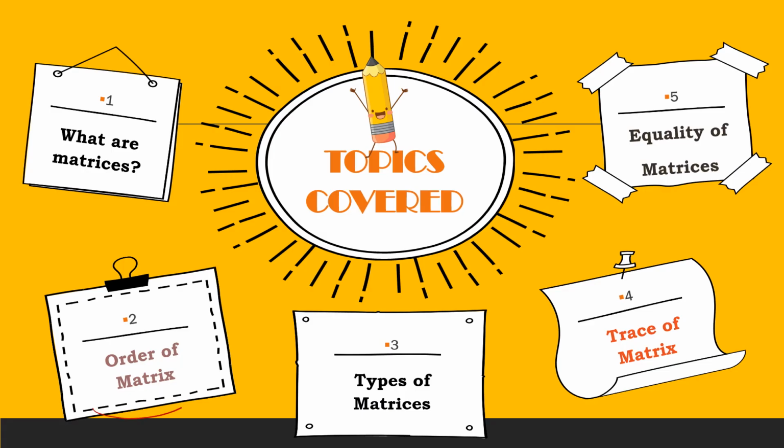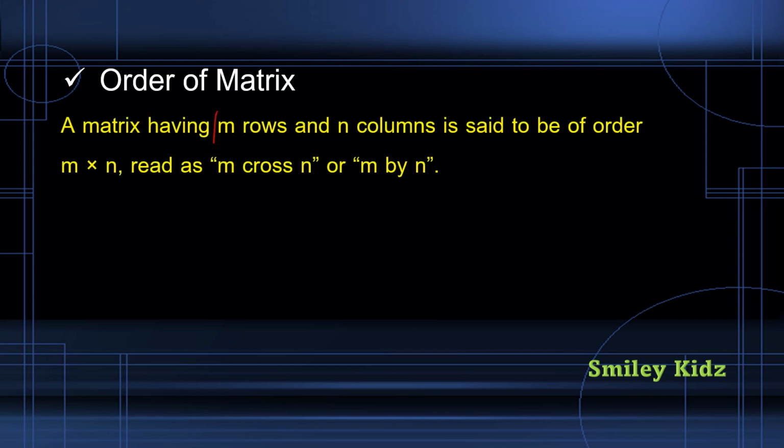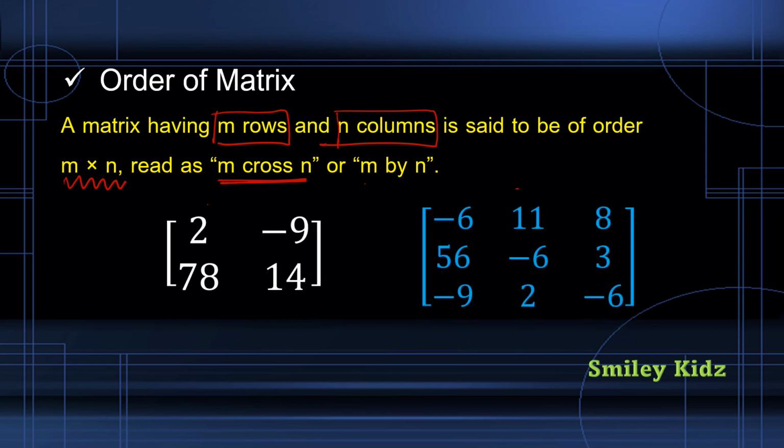Moving forward, we have order of matrix. Let's quickly learn. A matrix having m rows and n columns is said to be of the order m by n, which is also read as m cross n. Well, I hope we can get this by an example.